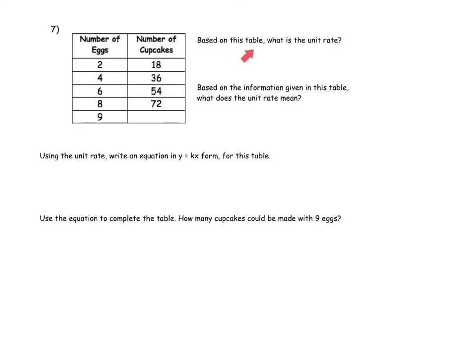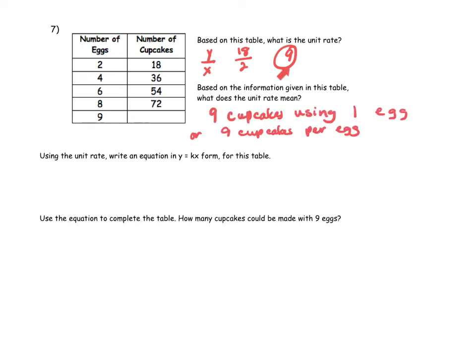So based on this table, what is the unit rate? The unit rate is 9. You could have chosen any of these y over x values, and the answer would be 9. Based on the information given in this table, what does a unit rate mean? Our unit rate, 9, means 9 from the y column for 1 of the x column. So it is 9 cupcakes for 1 egg, or we could say 9 cupcakes per egg.